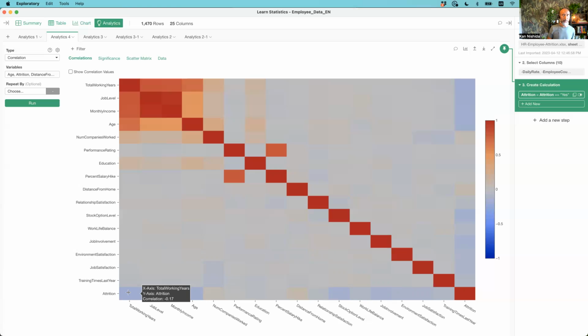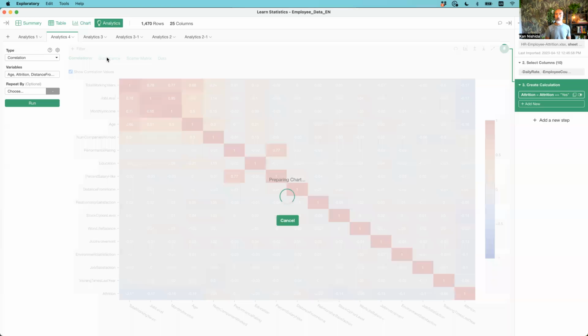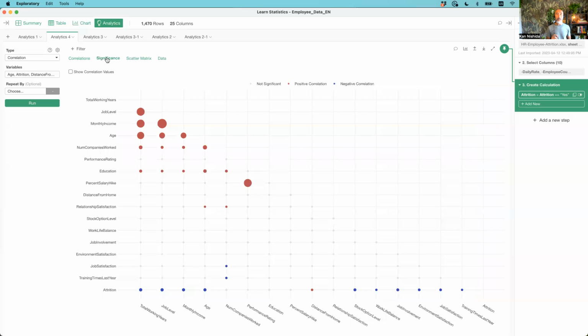Then you can click on this button to show all the correlation numbers. Another thing is that this -0.17 or 0.02 are small numbers. Sometimes there's a significant relationship, but sometimes it's only a marginal difference. So how can we investigate that? We can go to the significance tab, and that answers that question.